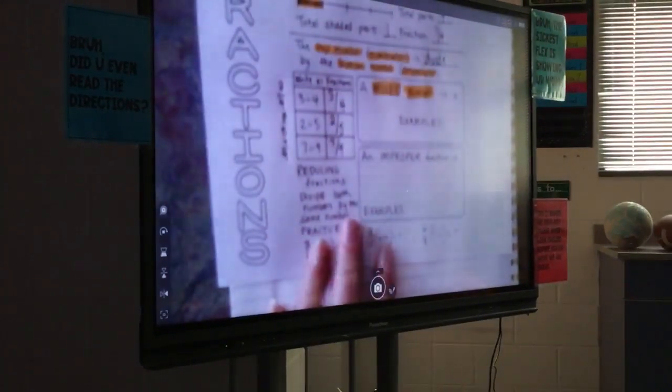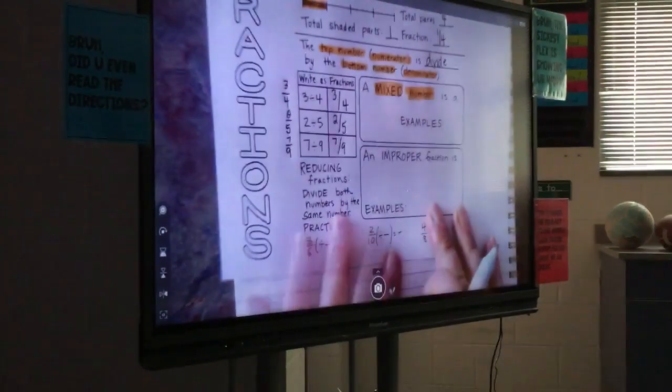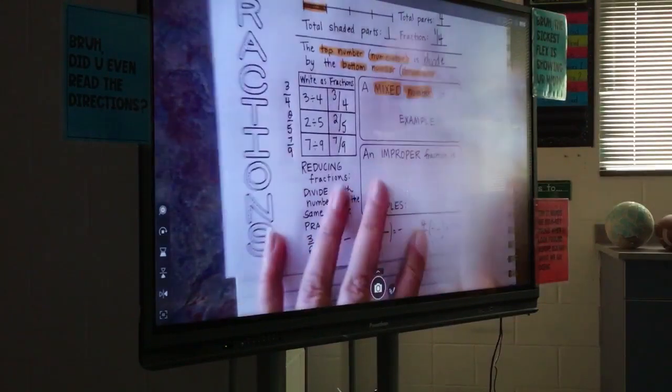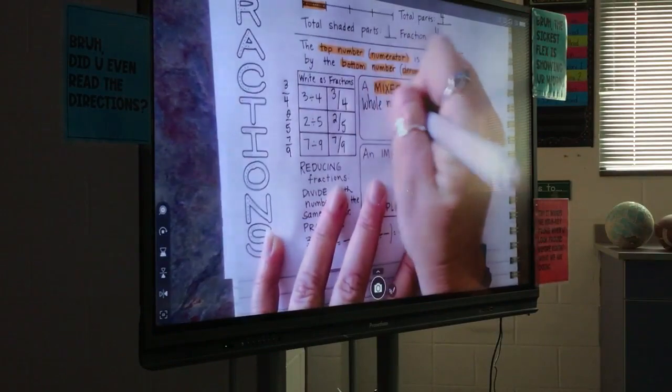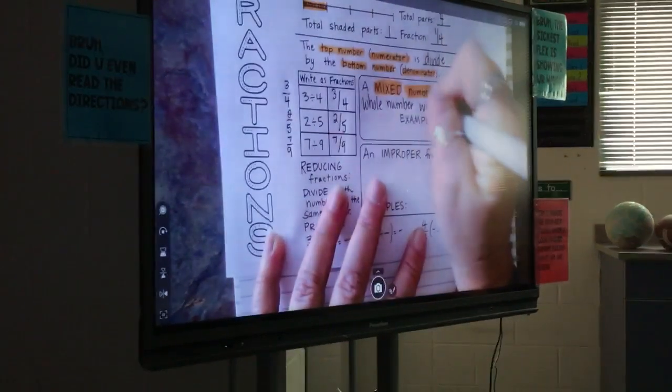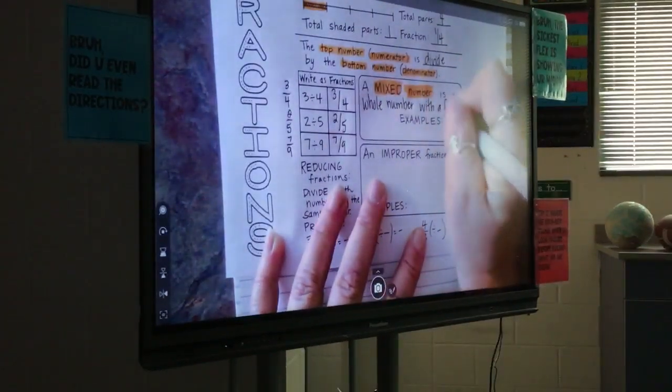Samantha, what do you think? Yes, essentially. A mixed number is a whole number with a fraction.